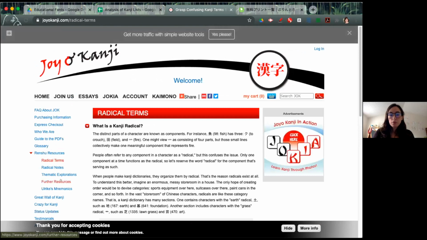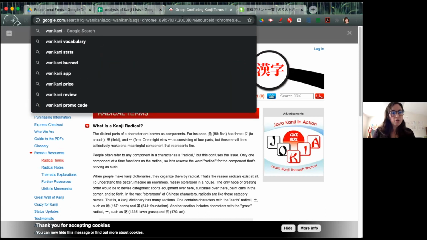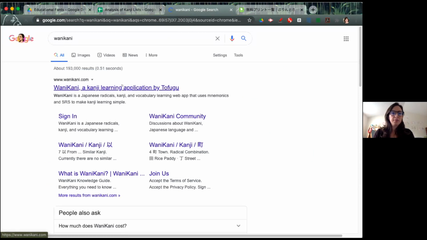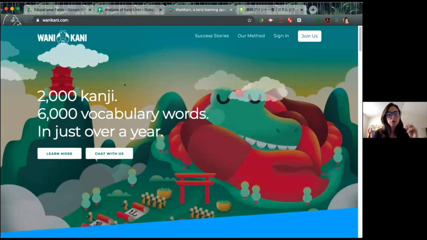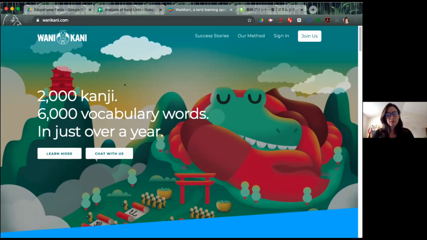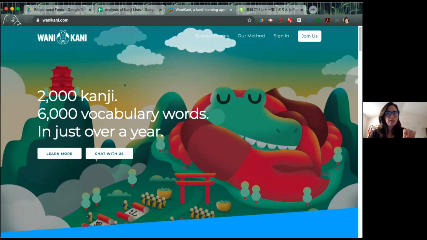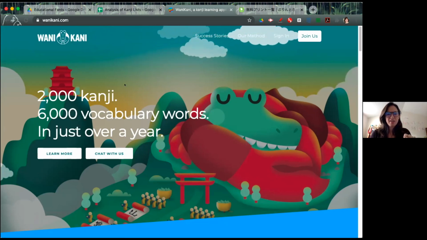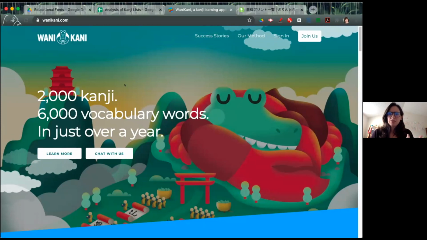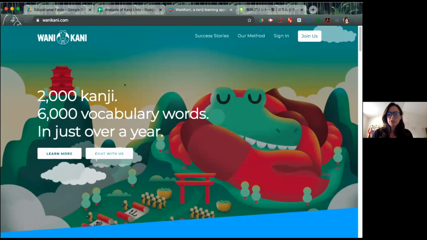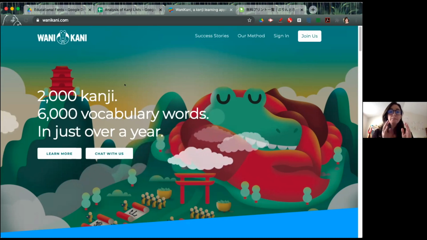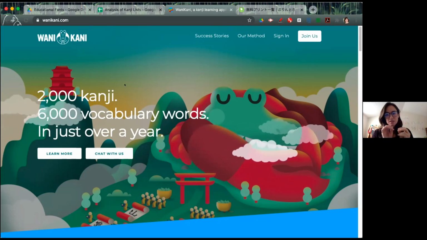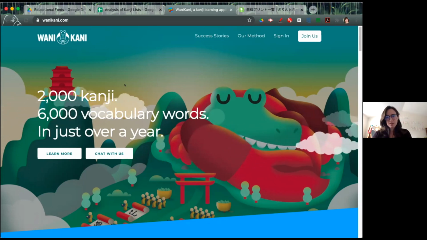So if you were to look at Joyo Kanji, or if you were to look at Wani Kani, that's another one that you may have heard of. Wani Kani is another self-study item that is based on starting with radicals, learning what radicals mean, and then putting them together. Wani Kani, they tend to have their own meaning for some of these radicals. So I don't like this one as much as I do Joyo Kanji. But these types of resources that are making kanji learning manageable for self-studying adults, this is my starting point with how to organize these.